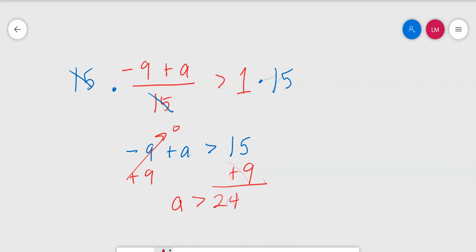And what were our two steps? Well, our first step was to do what? Multiply by 15. That was the first step. Second step was to add 9. So see, it's still a two-step equation. And let's just graph this one.